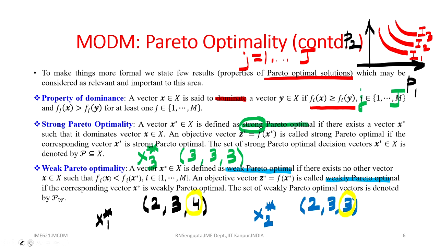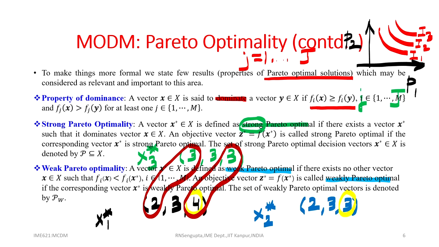So, the decision, I will use a different color, is based on the fact that 3 is greater than 2 here, which is fine, but here 4 is greater than 3, which basically tilts the balance again in favor of X1 star. But the question is that the net worth of 3 being greater than 2 or 4 being greater than 3 has to be analyzed, where the concept of Pareto optimality and dominance has to be considered.